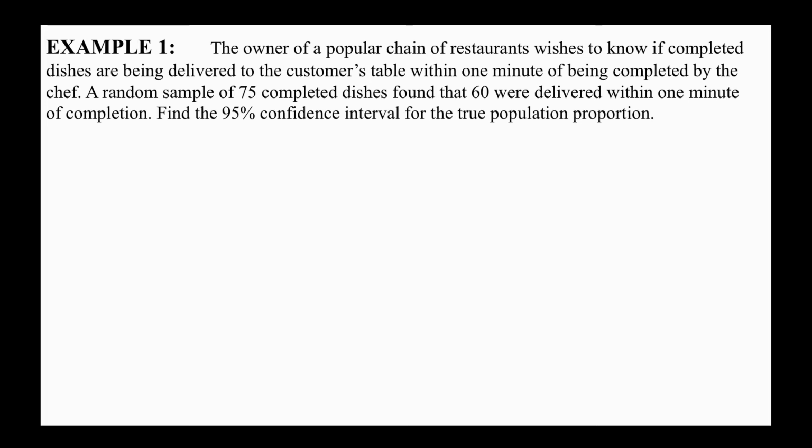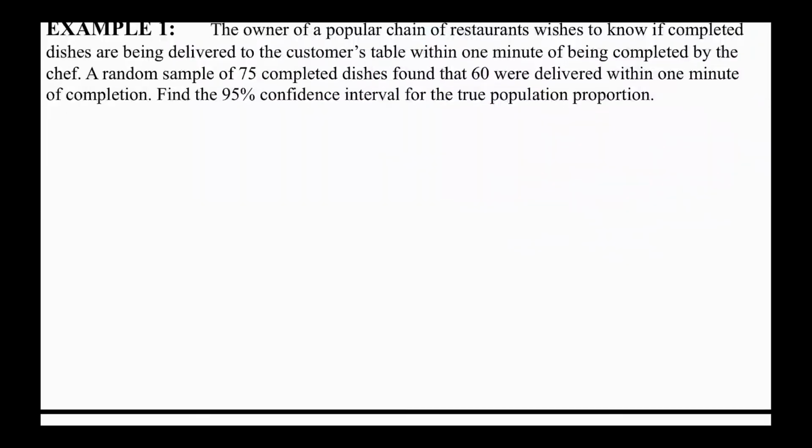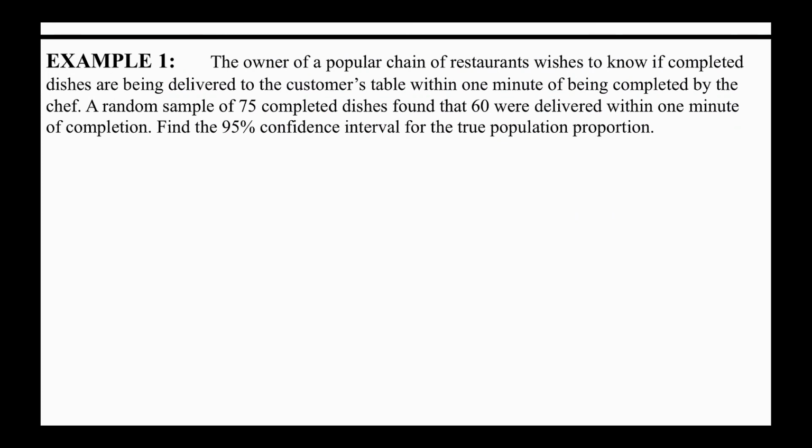So what they're trying to do is take those 75 and see what the true answer really is. What percent of all of the meals are getting to the customers within a minute? So they're using the sample to make conclusions about the population. Okay. All right. So the first thing I always do is list everything I know. Okay. So what are the things that I know?